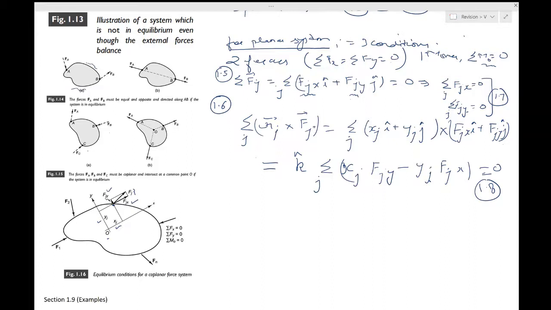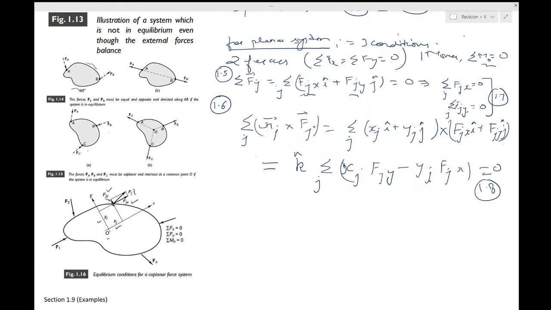So we will be referring again to 1.7 and 1.8 very often, so I think it's a good time to remember what they are. 1.5 is, for equilibrium, the summation of all the external forces on the system is 0. 1.7 is a special case of it for a coplanar system. 1.6 is the summation of all the moments about an arbitrary point is 0 for all the external forces, and 1.8 is a special case of it for a coplanar system.